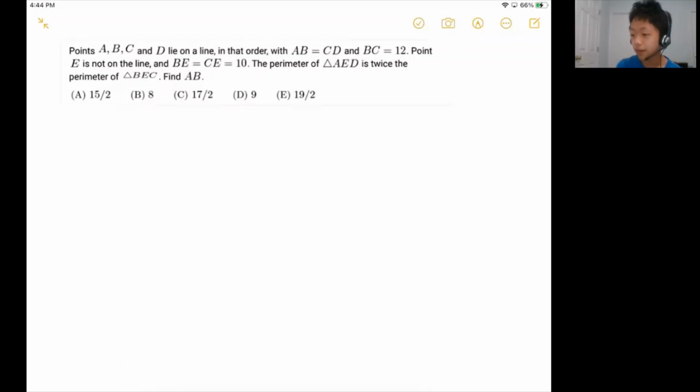It was kind of like a geometry question. It said points A, B, C, and D lie on a line in that order, with AB equals CD and BC equals 12. We're given point E is not on the line, and BE equals CE equals 10. And we're given that the perimeter of triangle AED is twice the perimeter of triangle BEC. We want to find the length of AB.